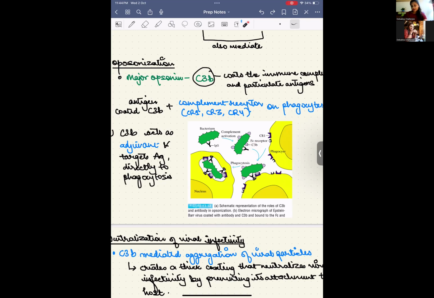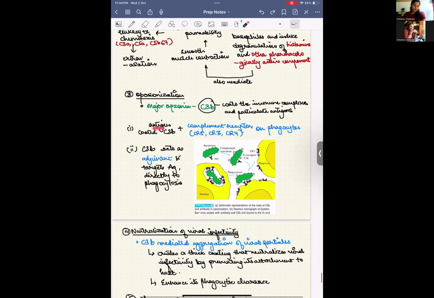Okay. So once there is binding of it, there is a quick formation of a phagophore, and eventually the bacterium gets phagocytosed. So antigen coated with C3b and the interaction of the participating complement receptors on the phagocytes facilitates the process of opsonization. The other possibility is that C3b acts as an adjuvant and targets the antigen directly to phagocytosis.